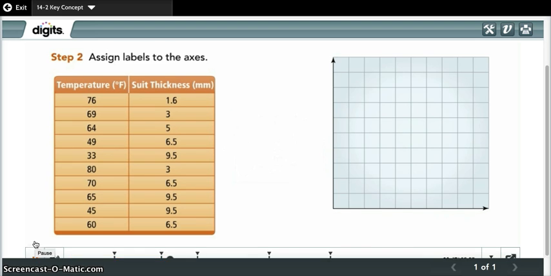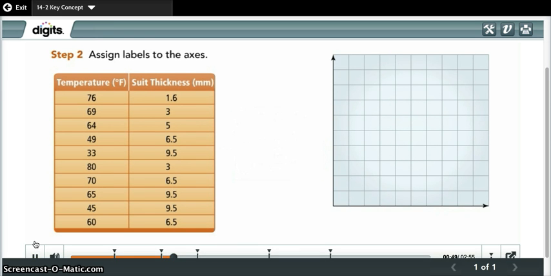Step 2. Assign labels to the axes. Let the horizontal axis represent the temperature of the water in degrees Fahrenheit. Let the vertical axis represent the thickness of a wetsuit in millimeters. All right, so just like with regular graphing, you want your x-axis to be the independent variable and this to be the dependent variable. So this is the one that's measurable, that is steady, and this is the one that varies.